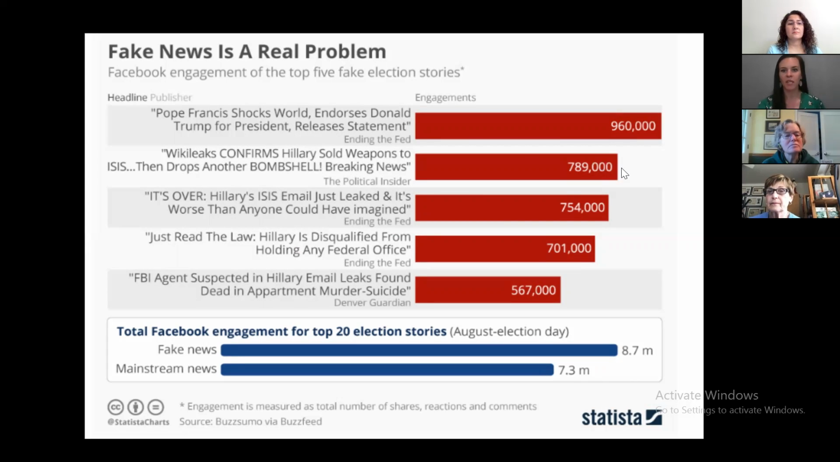This one, almost 800,000 people about Hillary selling weapons to ISIS. But what's so shocking to me, and Statista is a pretty reliable, kind of like fact-checking analytics site, is that of the top 20 stories that people were posting, sharing, commenting on and reading leading up to the election, the majority of them were not true. And by not true, I mean intentionally created to deceive people and sway their opinions.